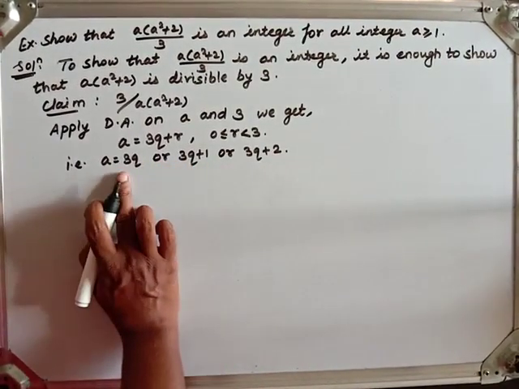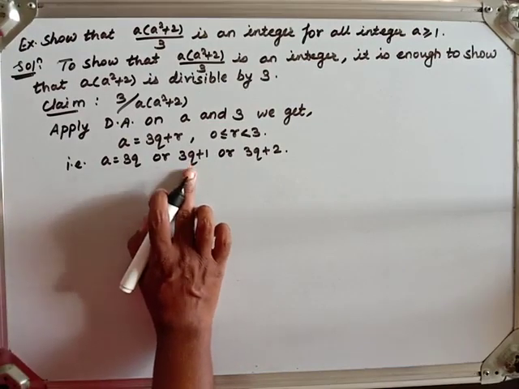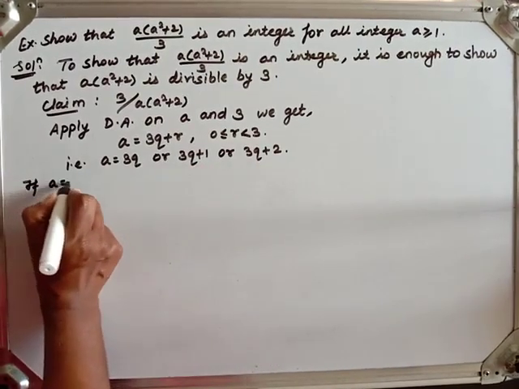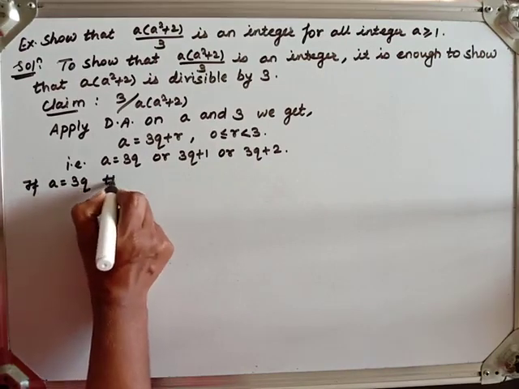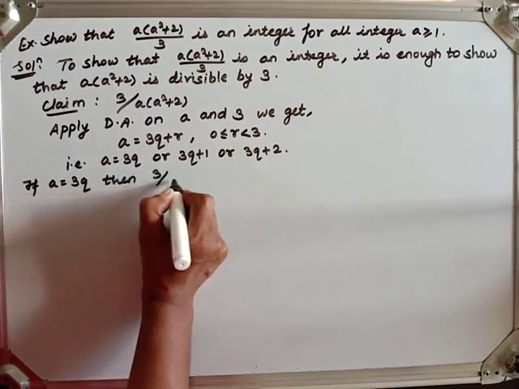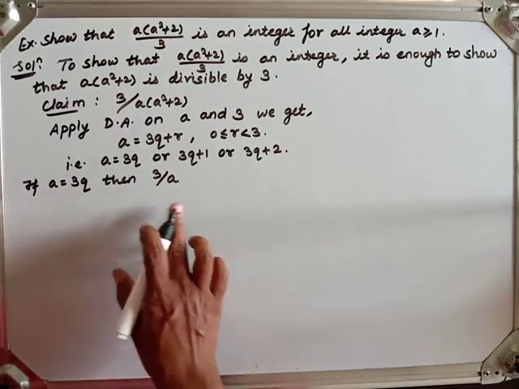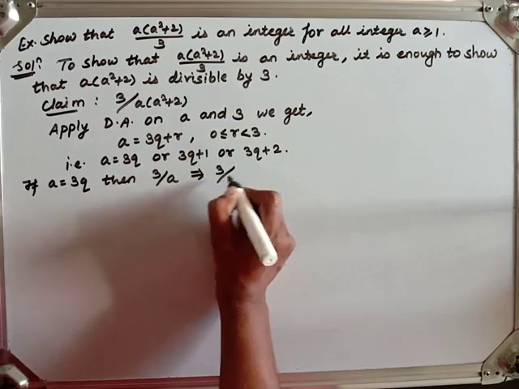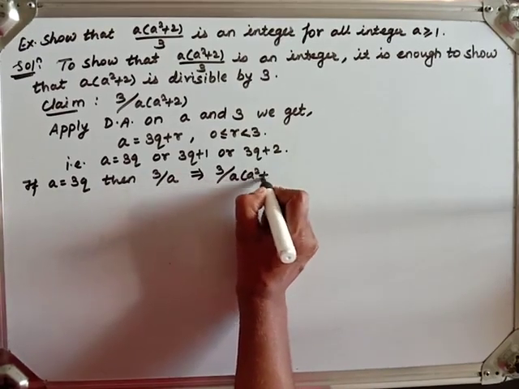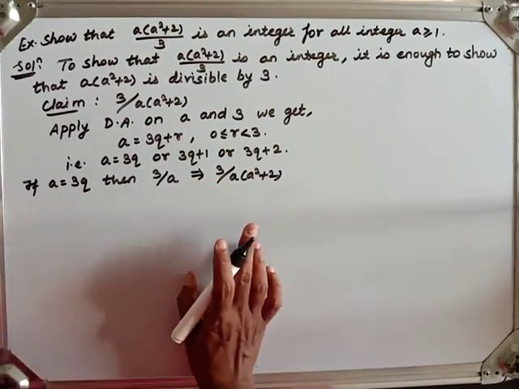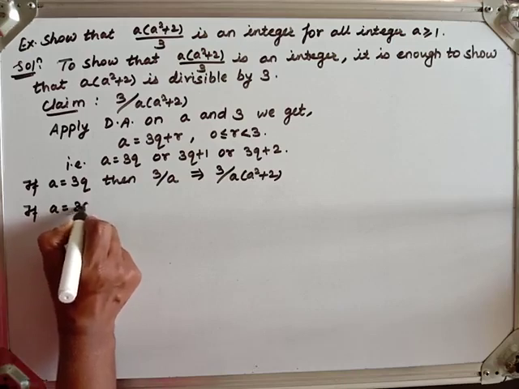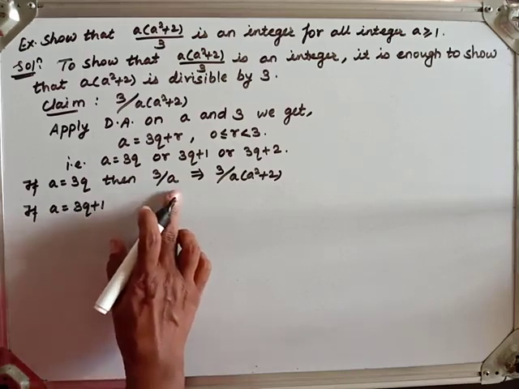Let us take a is equal to 3q, then what happened? Let us check a is equal to 3q plus 1 or a is equal to 3q plus 2. Now if a is equal to 3q, then clearly 3 divides a, and if 3 divides a, then 3 divides a into some multiple also. This is the property of divisibility. So 3 divides a into a square plus 2. This is true here.